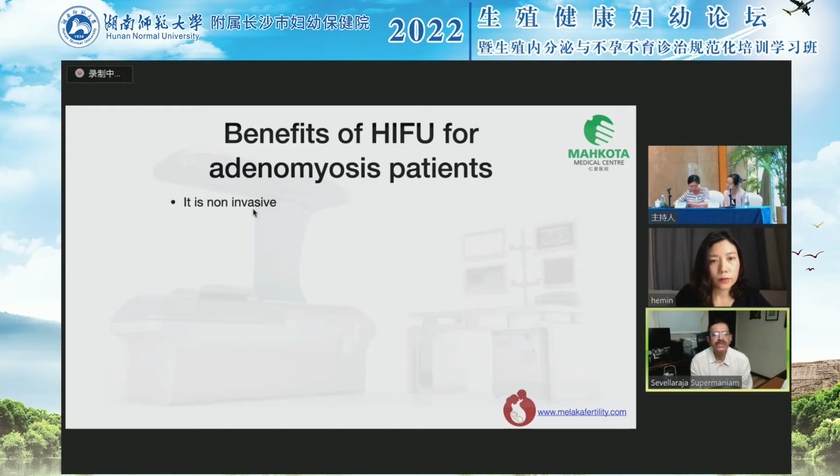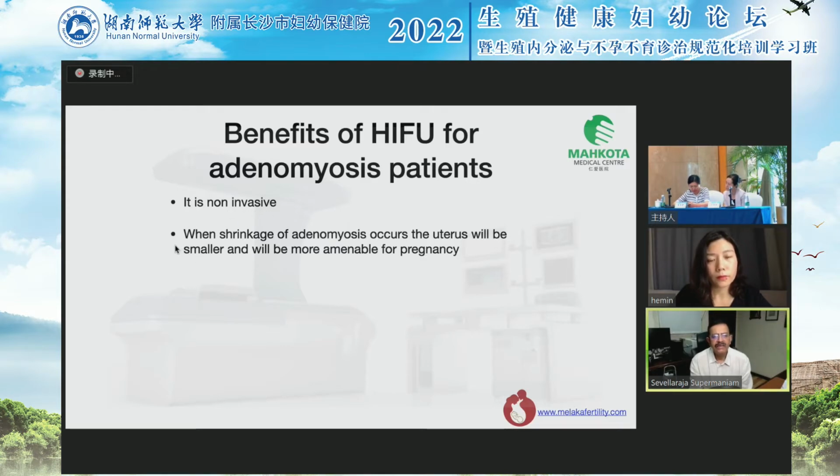There is no incision in the abdomen. The second advantage is when shrinkage of adenomyosis occurs, the uterus will become smaller, and so it will be more amenable to pregnancy. The third advantage is that there's a reduction of symptoms, namely menorrhagia and dysmenorrhea.